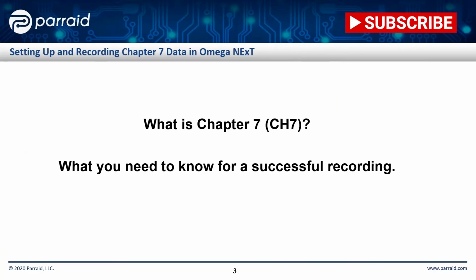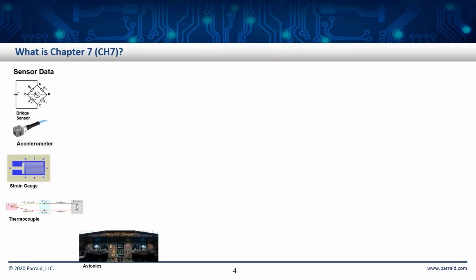Today we're going to be talking about Chapter 7, which is a section in the IRIG 106 standard that discusses how to transport data. And we will discuss what you need to know to successfully record that data. So first of all, what is Chapter 7?